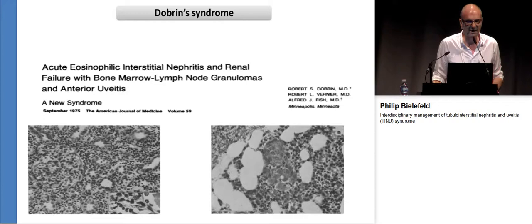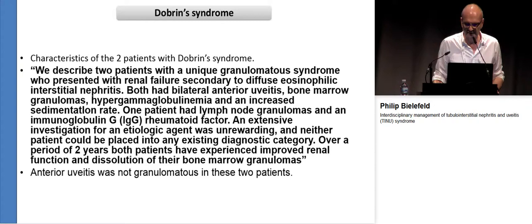He described two cases of young patients with acute renal failure, secondary to diffuse eosinophilic interstitial nephritis, and these two patients had anterior uveitis, and these two patients also had bone marrow granulomas, and one had lymph node granuloma, and evolution in both cases was favorable with cortisone. And notice that uveitis was anterior but non-granulomatous in both cases.